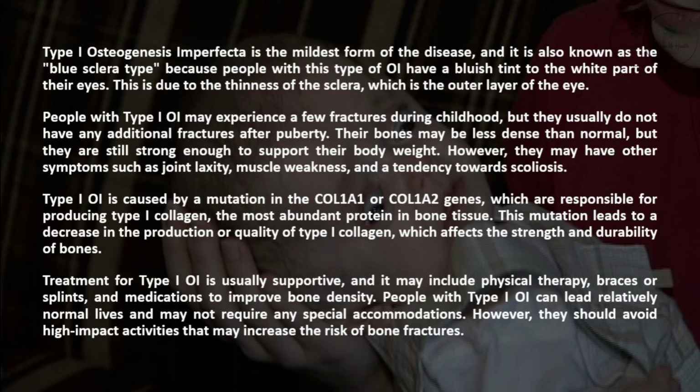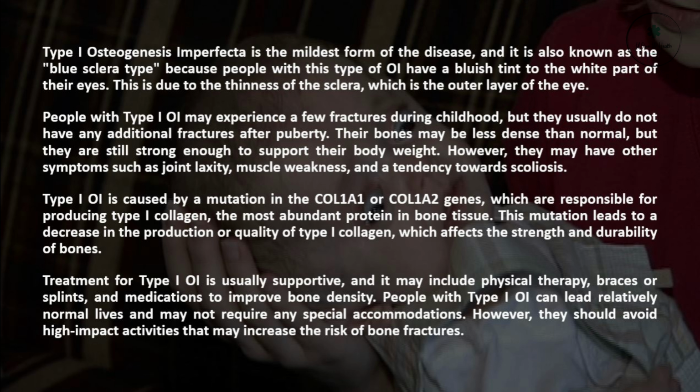Type 1. Mild OI. Type 1 osteogenesis imperfecta is the mildest form of the disease, and it is also known as the blue sclera type, because people with this type of OI have a bluish tint to the white part of their eyes. This is due to the thinness of the sclera, which is the outer layer of the eye.